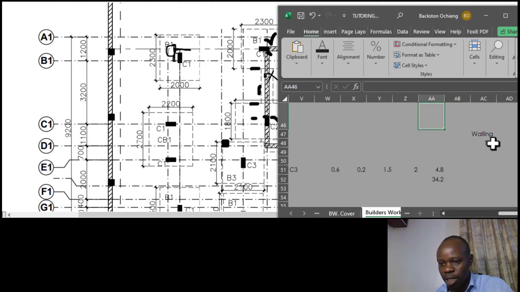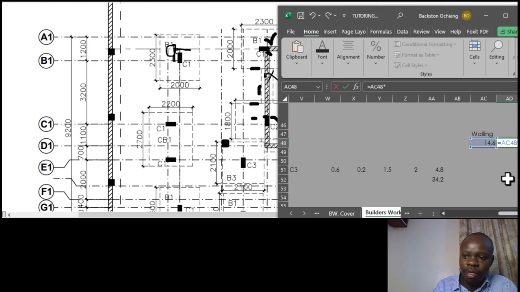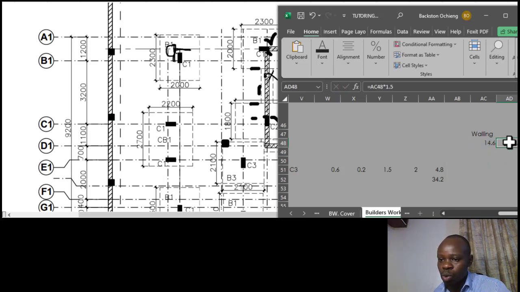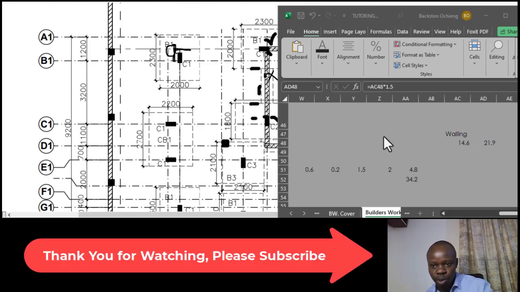So once we have that, we need the area, that is what is of interest. So we take the total length and then we multiply by the height. Height is going to be assumed at a minimum of 1.5 meters. So the total area is supposed to be 21.9. That is rounded up to 22 square meters. So that is what we get in terms of the area. So that gives us a square meter of 22 when you round it up.